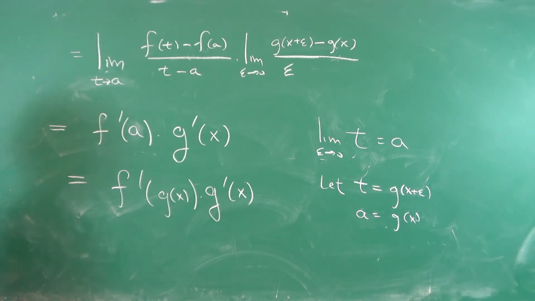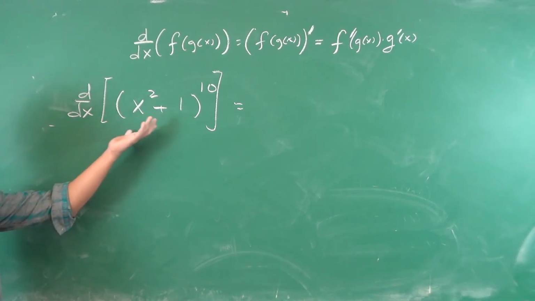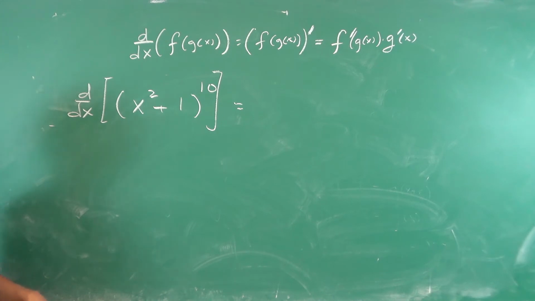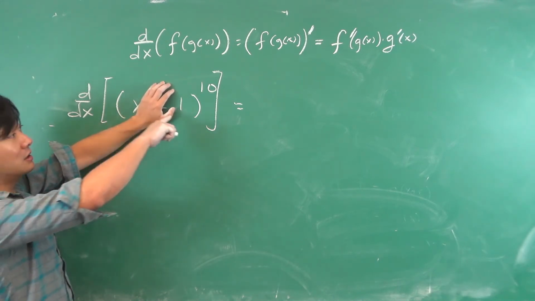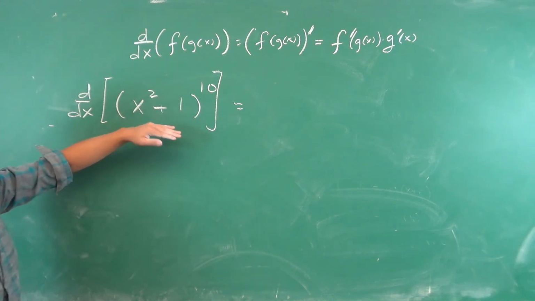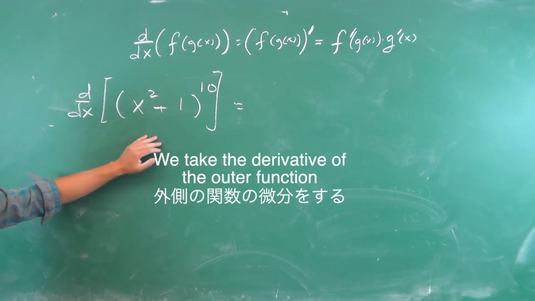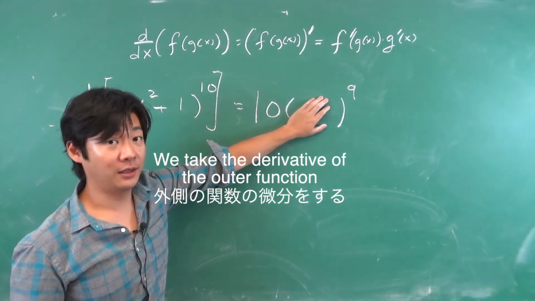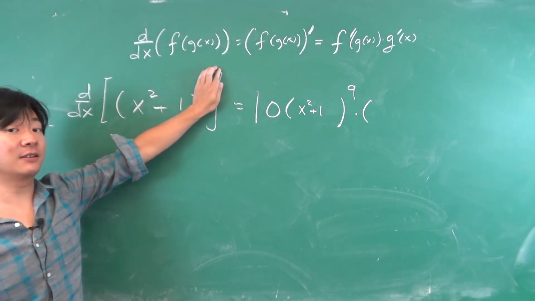So now let's do a quick example. Suppose we want to take the derivative of some expression like this. Then this is a composition of the polynomial function x to the 10th power and the polynomial x squared plus 1. And so we take the derivative of the outer function and then insert the inside function multiplied by the derivative of the inside function.